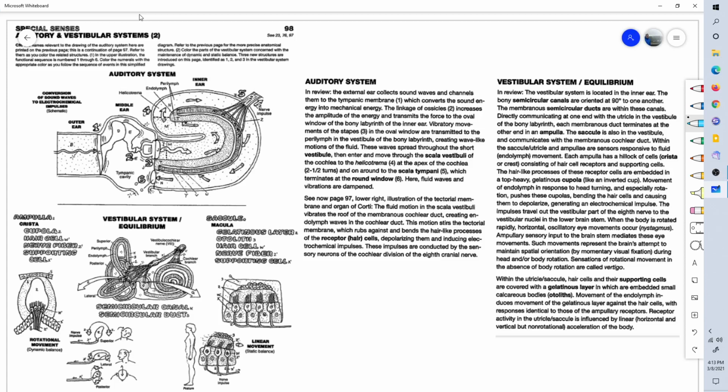Welcome to page 98 of Anatomy Coloring Book. This is Dr. Stephen Harkins, Auditory and Vestibular Systems Part 2.